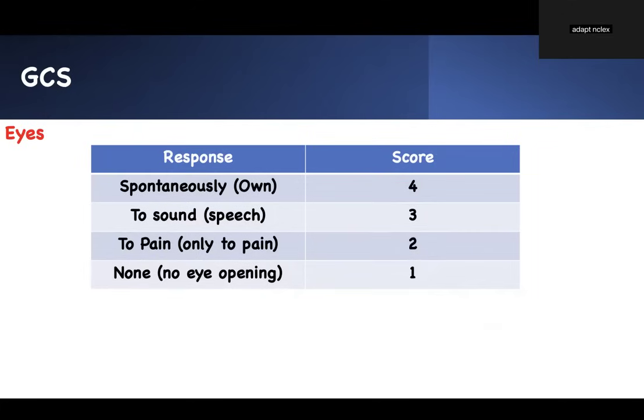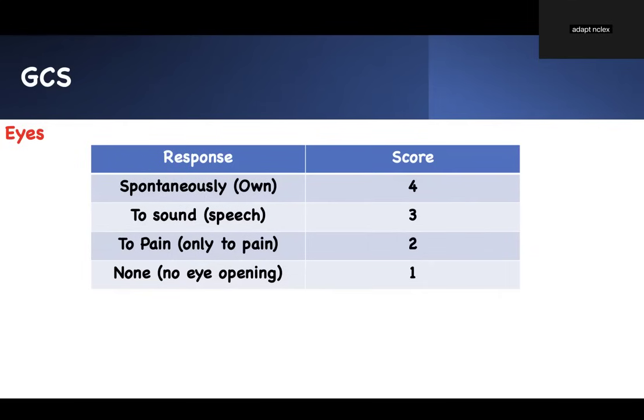There is a mnemonic for how to calculate it. The maximum you can get is 4, which is spontaneous. That means you open your eyes spontaneously; your eyes are already open, and I don't need to say anything to you. If I make a sound before you open your eyes, you get 3. If I pinch you, touch you, and apply some pressure before you open your eyes, you get 2. If no matter what I do, if I talk to you, if I pinch you, and you don't do anything, you get 1.